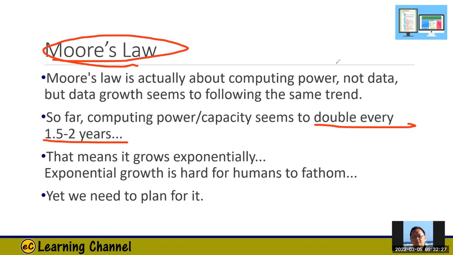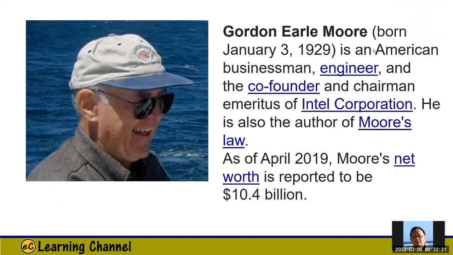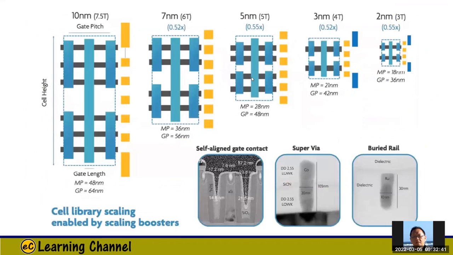He's a person with Intel, an American businessman, engineer, and co-founder of the Intel company. His prediction is about our semiconductor transistor. I talked about this before when we worked on the binary. This one is one transistor, and every generation of the transistor is shrinking in size.